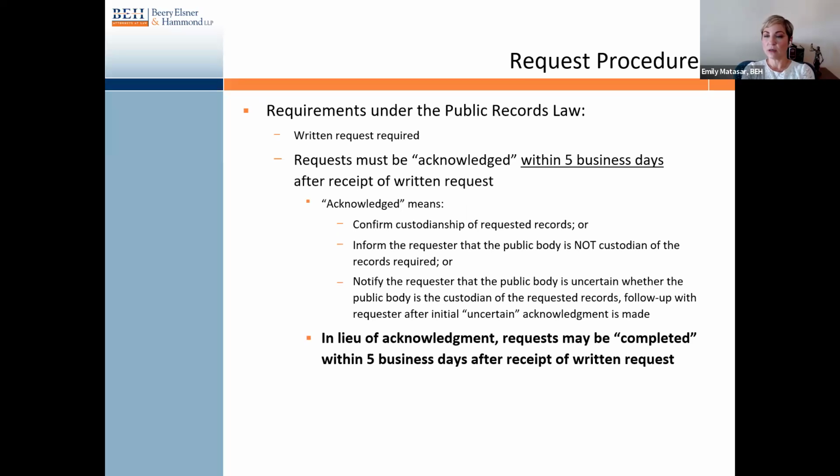In lieu of sending that acknowledgement within 5 business days, you may complete the request. You don't have to do both if you complete the request within 5 business days. And that normally applies to records that are routinely requested. So if it's something simple that you have at the ready, you can say, here you go, and complete the response without sending that acknowledgement.